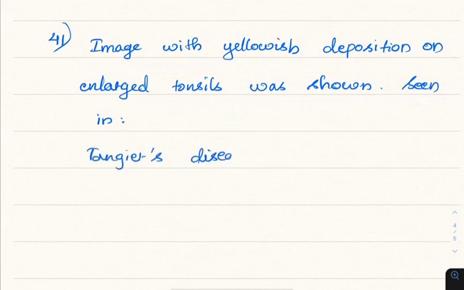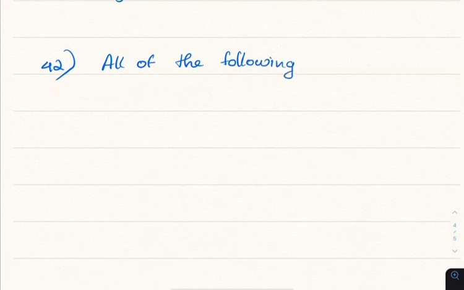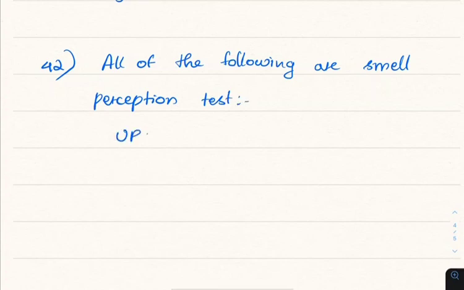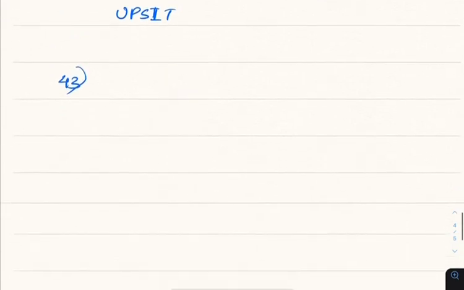The next question, all of the following are smell perception tests except. So this is a kind of easy to rule out question. So I found the answer as upset. The other options were easy to rule out. It's mostly direct. The next question is, an image of an oxygen dissociation curve was shown.